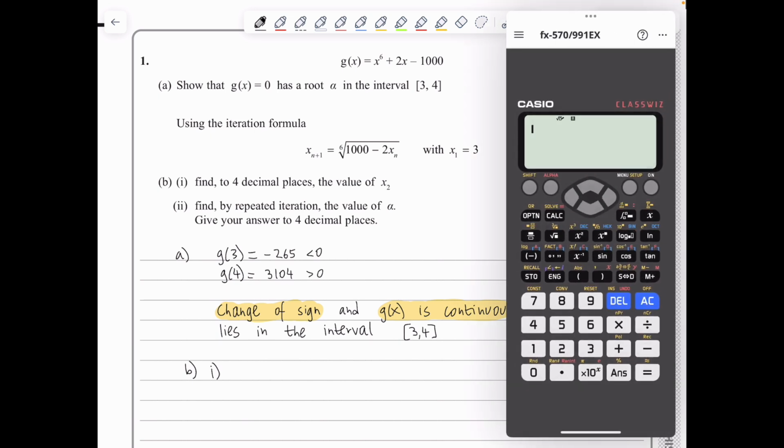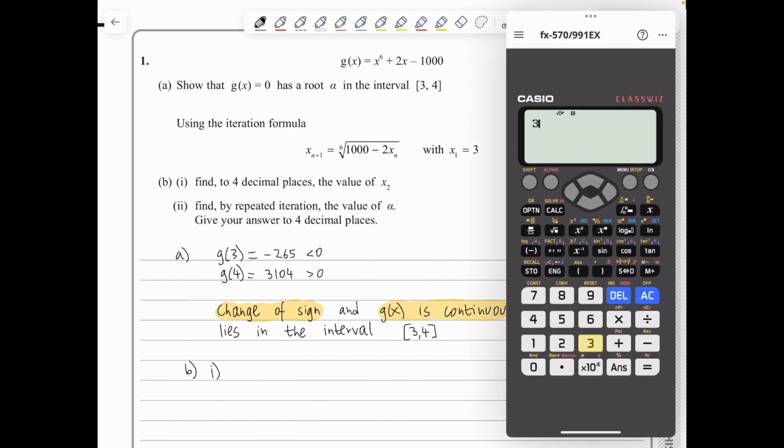So I'm going to go on my calculator, 3 equals, I've just stored the 3 on my answer key, and then I'm going to do the 6th root. So I'm going to put a 6 there, and then 1000 minus 2 ans, and each time I press the equal sign it's another iteration. So we are starting with x1 is 3, so when I press the equal sign I'm going to be obtaining x2. So let's do that.